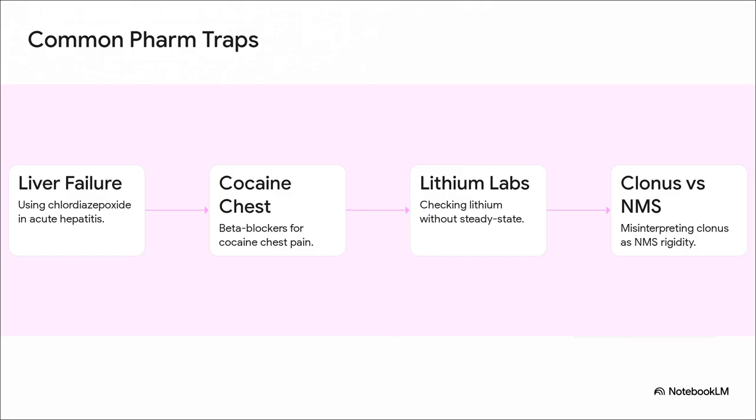Second trap, administering beta blockers to a patient with chest pain from acute cocaine use. We talked about this. It is an absolute contraindication because of the deadly risk of unopposed alpha stimulation. Third, inappropriately checking lithium levels without verifying steady-state timing. If you check too early, you're making dosing decisions on flawed data. And fourth, misinterpreting the hyperreflexive clonus of serotonin syndrome as the standard lead pipe rigidity of NMS.